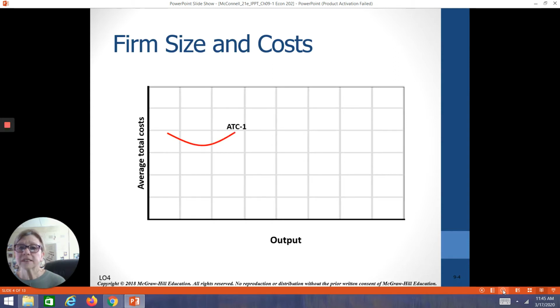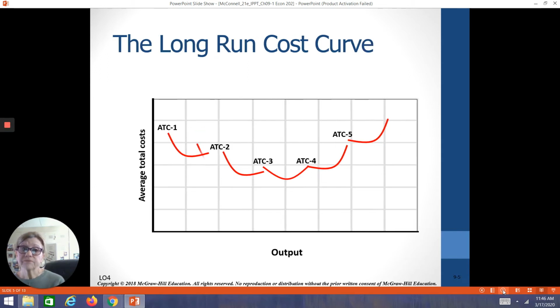Yes, here we are. So let's say this short run average total cost curve doesn't have any amounts down there. Let's say that the bottom of this short run curve is $25. So if we build a bigger plant, then our long run average total cost may go down to $20. And if we build an even bigger plant, the long run cost may go down to $18.